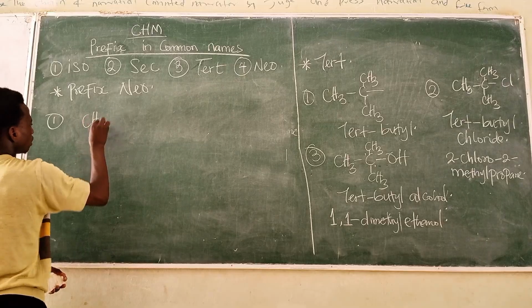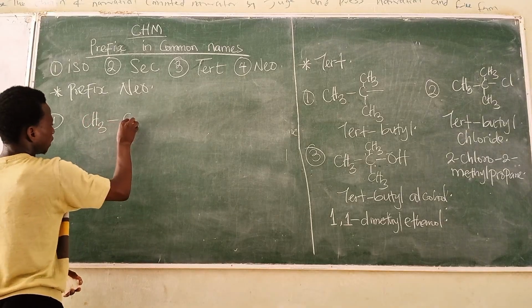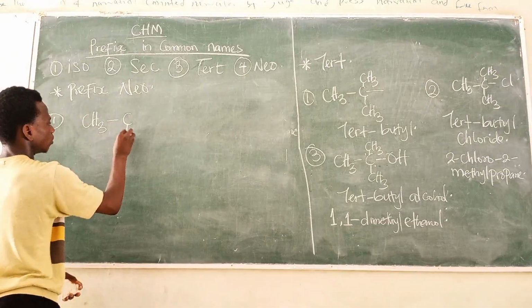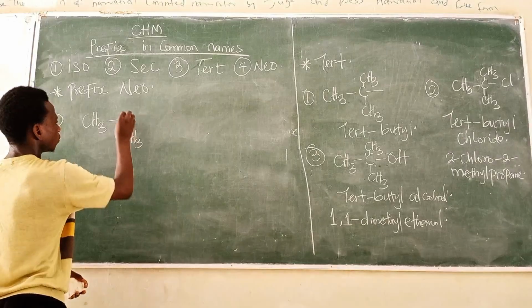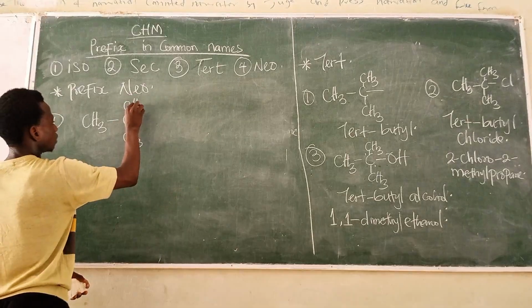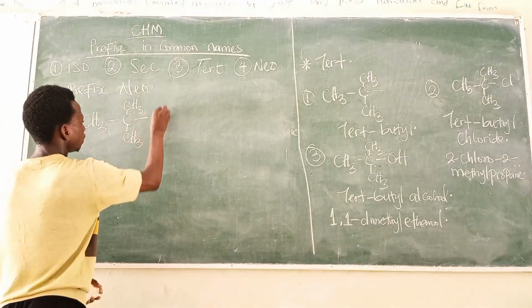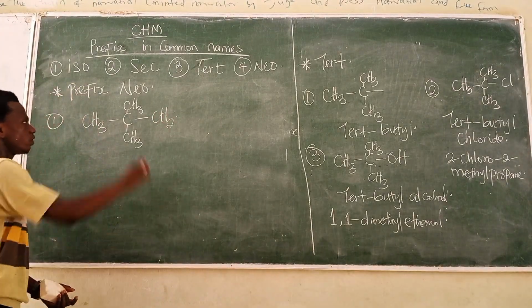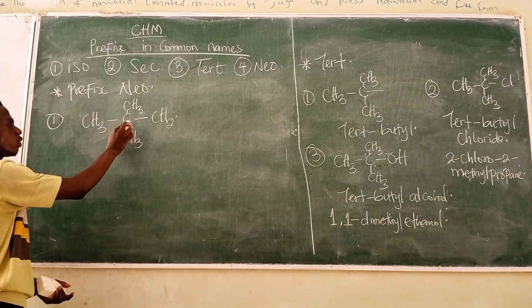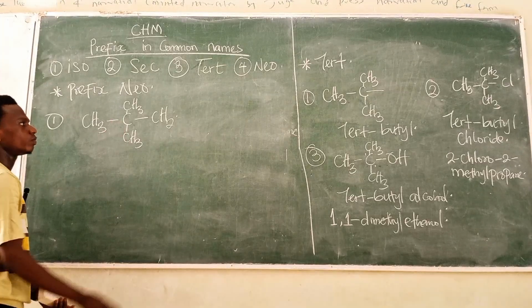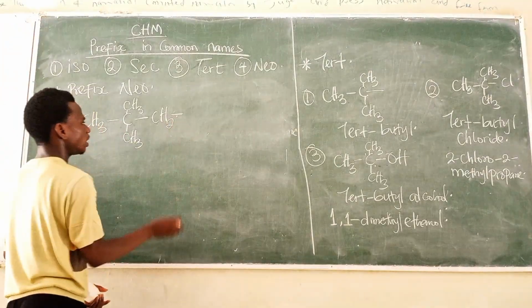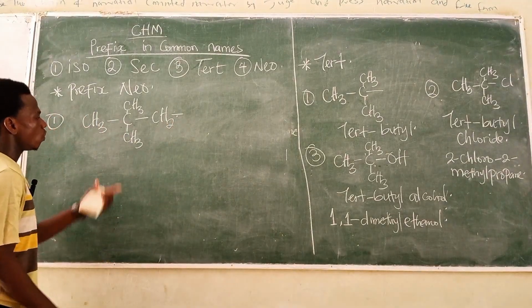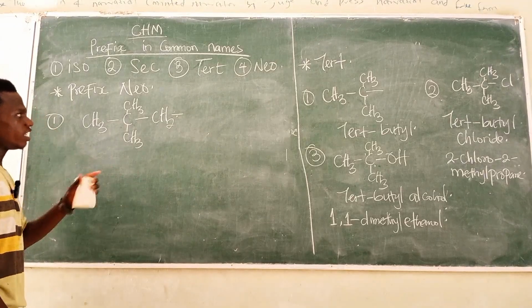We have CH3, and then this is the second to the last carbon atom. We have 2 methyl groups connecting to it, and then a CH2 linkage. So when you have two methyl groups attached on the second to the last carbon atom with a CH2 linkage, we'll have our prefix neo.